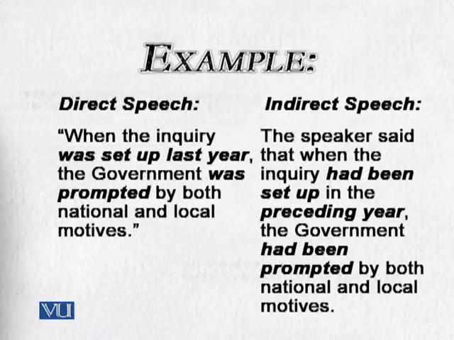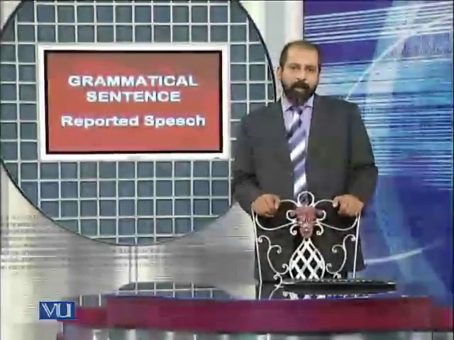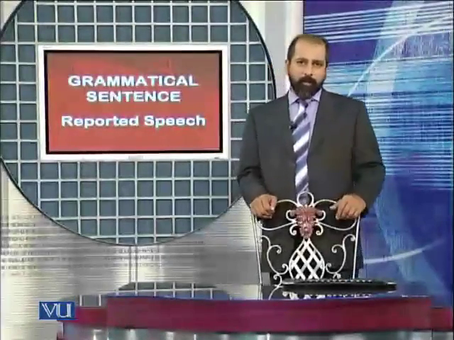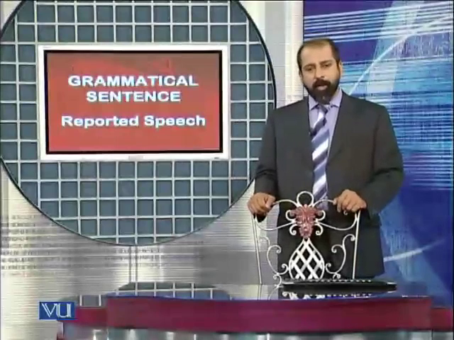Take a look. In direct speech, our verb was "set up," and we changed it into "had been set up in the preceding year." Not "last year" now, but "the preceding year." The time signifier is changed. The preceding year, the government had been prompted by. In the direct speech, it was "prompted by," and now "had been prompted by both national and local motives." Okay, let's now see the rules for changing direct into indirect speech.